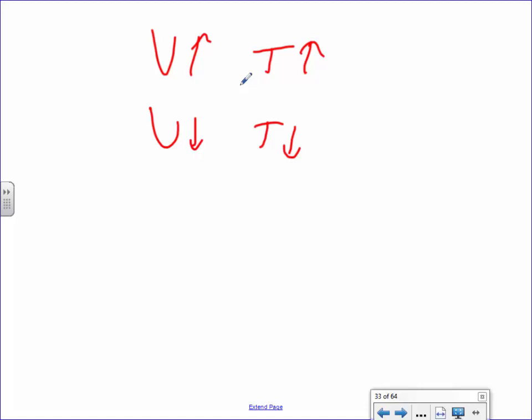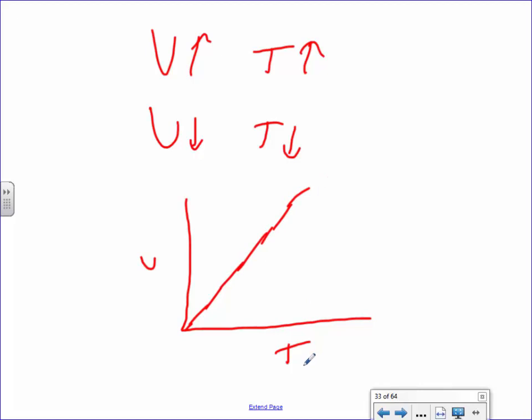So this is Charles's law. Here's how we're going to show this graphically. If you were to plot, say, temperature and volume on each axis, as the temperature increases, the volume should also increase.